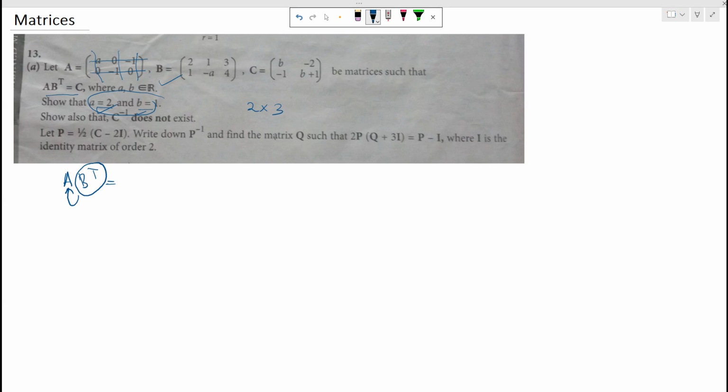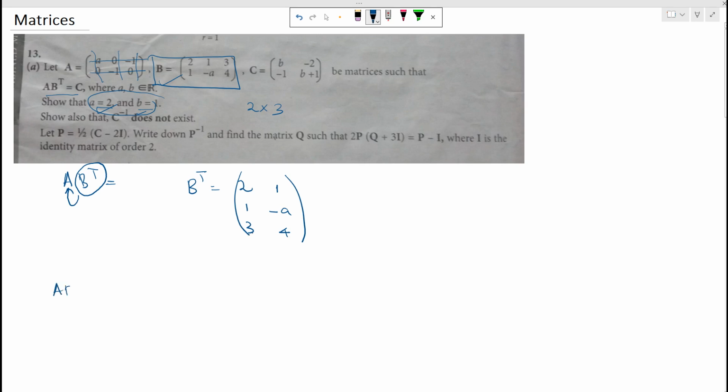So B transpose, so B is here. So B transpose is what? B transpose is, you have to just interchange the rows and columns in matrix B. 2, 1, 3, 1 minus A, 4. Okay, then you have to multiply this by A.